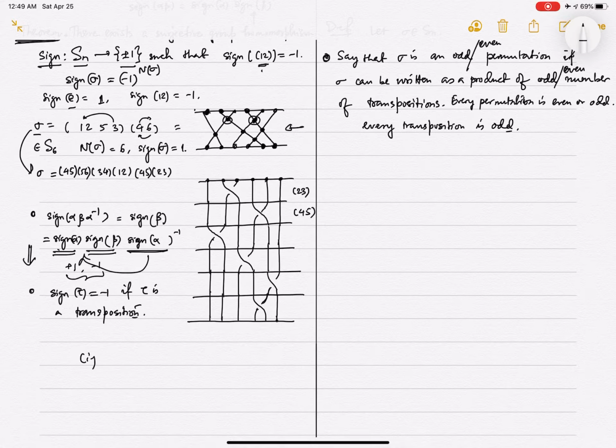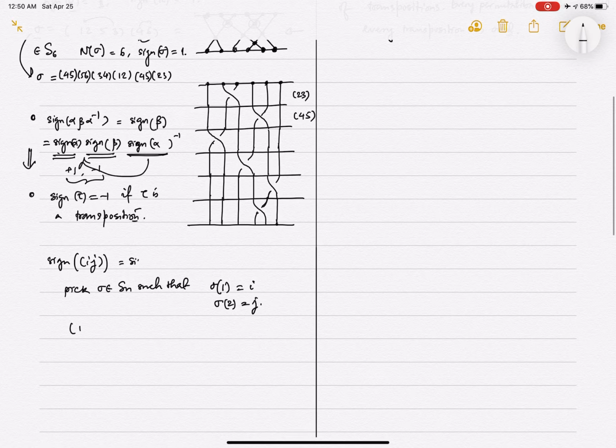Because if you give me a transposition ij and I want to calculate its sign, I'm going to pick sigma such that sigma of 1 is i, sigma of 2 is j. Pick any such permutation that takes 1 to i and 2 to j. And then I claim that ij is the same as sigma(1), sigma(2).